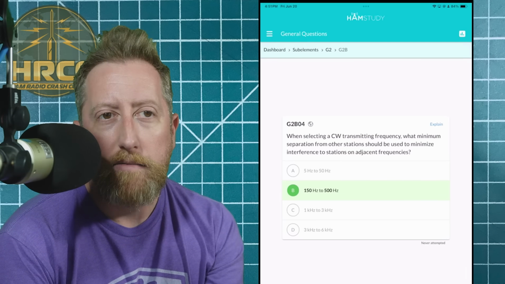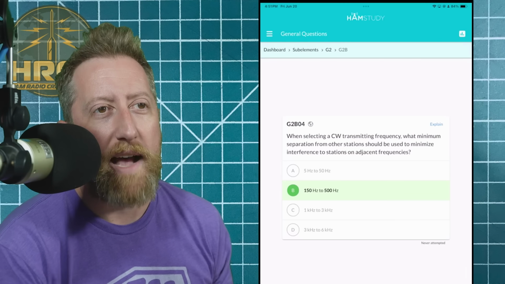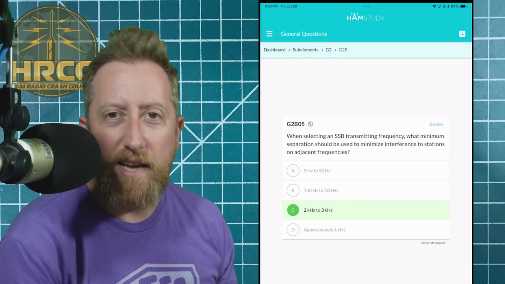So yeah, it's B. 150 to 500. That's where pretty much all CW is at. The bandwidth of your transmitted signal. And that should be the isolation unit step away from each other.